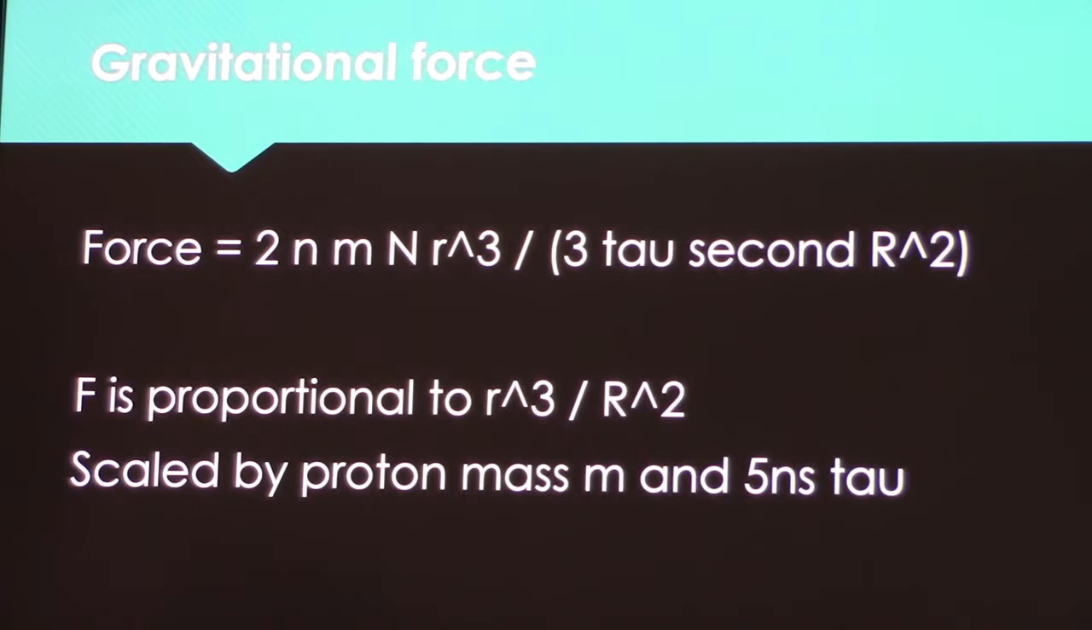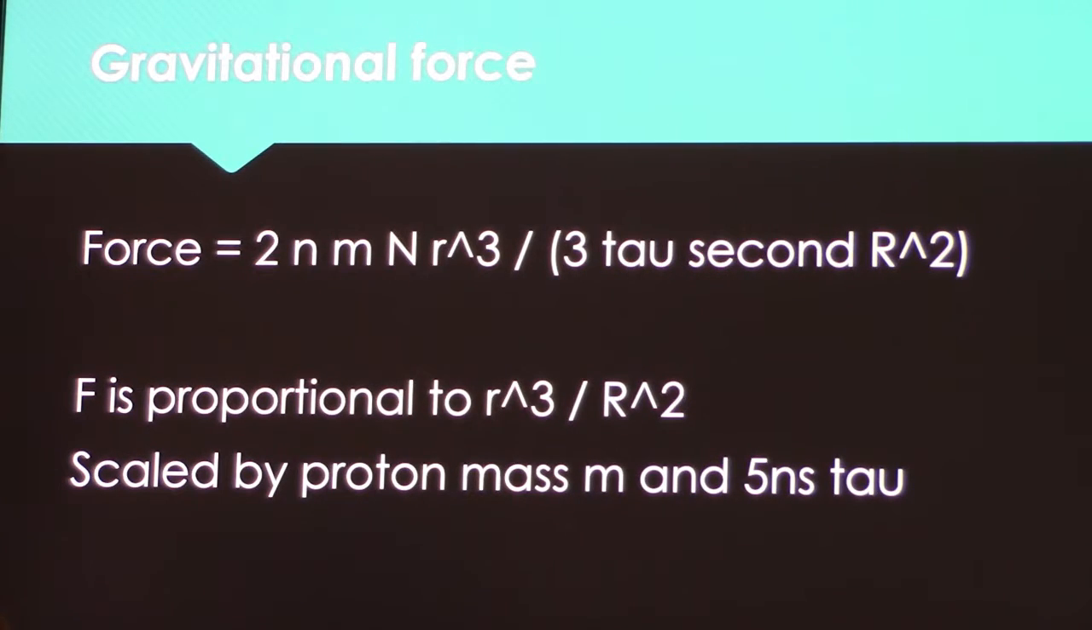Now, the gravitational force has been redefined. Newton's equation is replaced by this one. The force is equal to 2 n M r cubed over 3 tau second R squared. So basically n is the number of protons and neutrons in a little test mass. The large N here is the number of protons or neutrons that have the volume involved, and which is r cubed, is proportional to the volume.